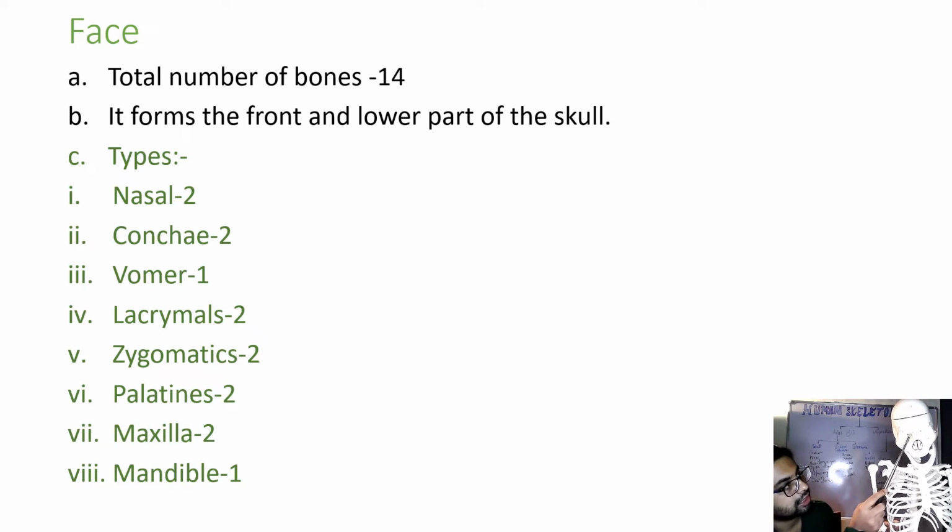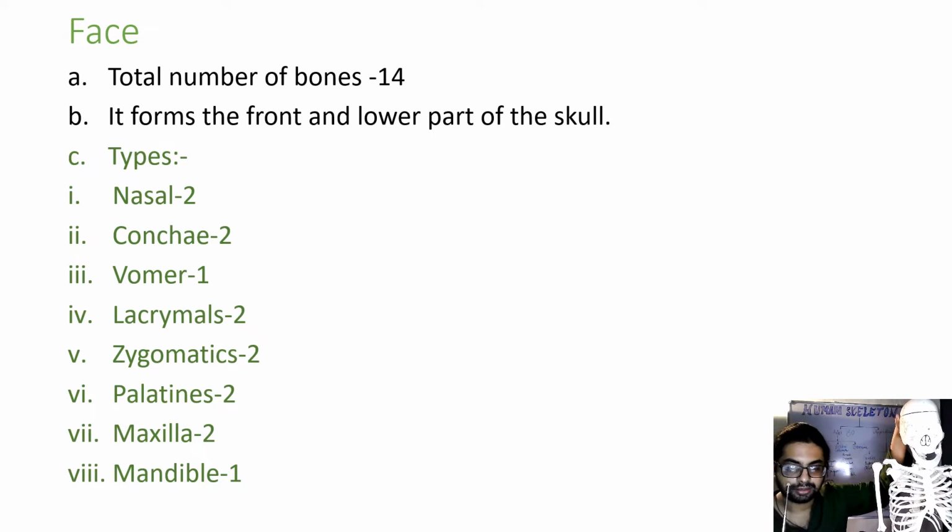Lacrimals in the orbital fossa in the eyes. Zygomatics, palatines, maxilla is this is a maxilla, and mandible. We have one mandible. You see, this is one mandible. Maxilla is 2. Either side of the nose we find maxilla.